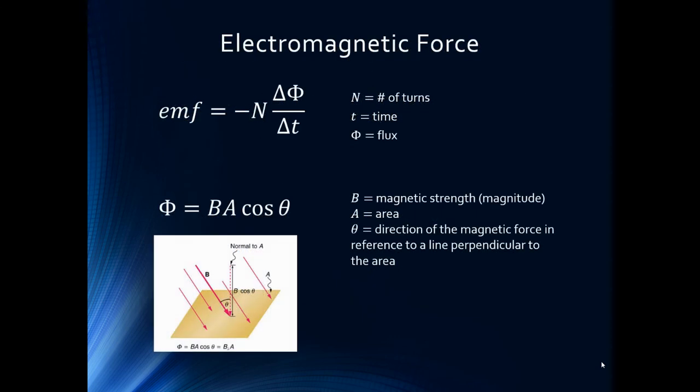And so this is the electromagnetic force equation, where N is the number of rotations, T is the time, and then we've got the flux. And the flux is the magnetic strength times the area times the cosine of the direction of the magnetic force in reference to a line that's perpendicular to the area. You can see here, these vectors are representing the magnetic force field, and this is that perpendicular line, and here's that angle theta.